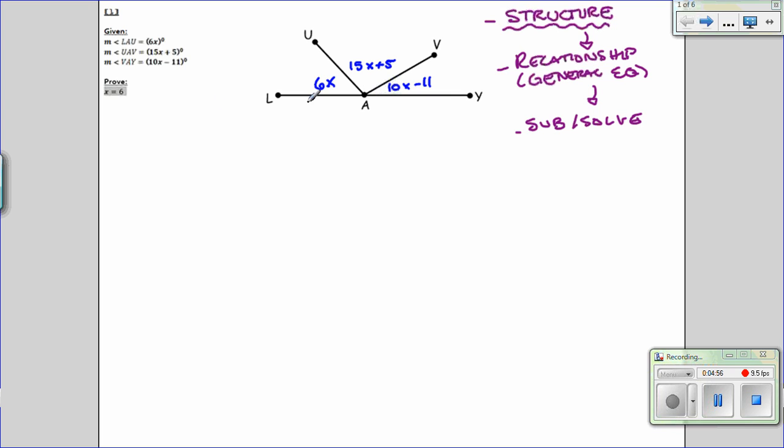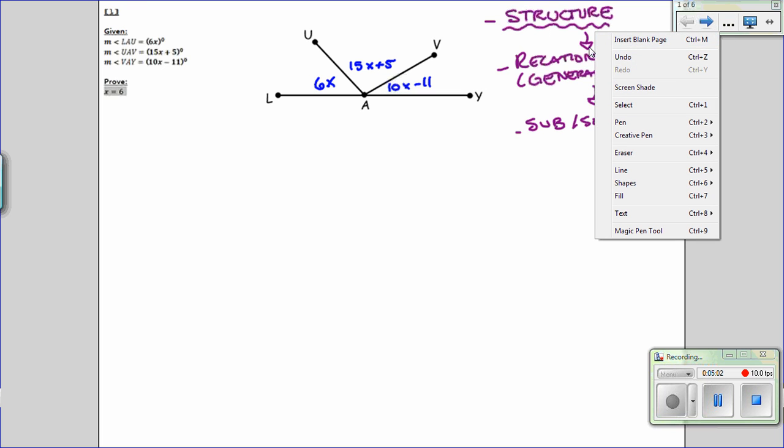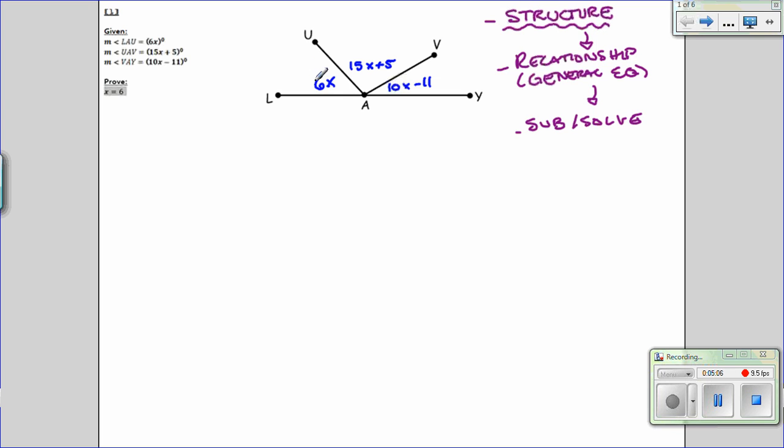Guys, I have just now planned out my proof. I noticed the structure was a line. The relationship was supplementary, that is, it adds to 180 degrees. And then I can see where I'd substitute and solve for that x value. And that's really going to be what you're about to see in this proof.